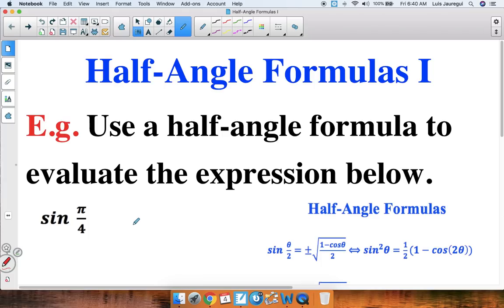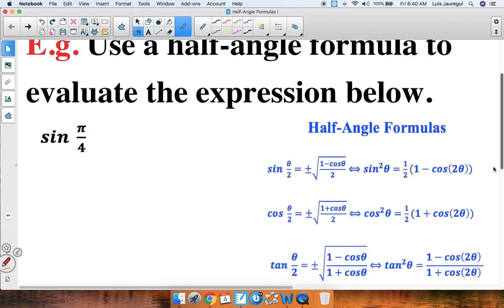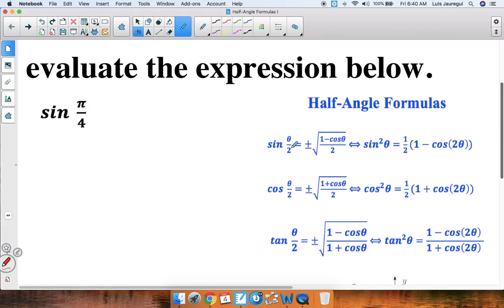Use a half-angle formula to evaluate the expression below, sine of pi over 4. Looking at our half-angle formulas, one realizes that the one that involves sine is the first one, so we're going to use that particular formula. Now notice that the input here for sine happens to be theta over 2, whereas in our expression it is pi over 4. So let's go ahead and match them up.